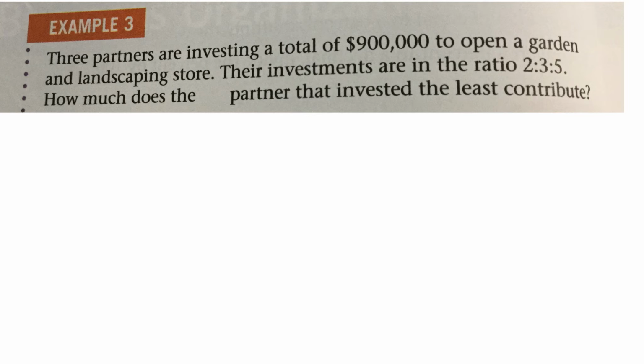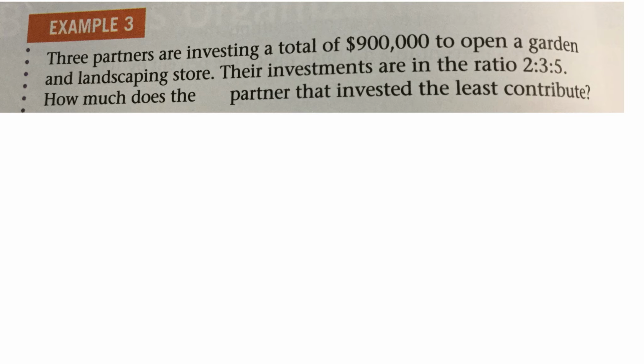Okay, three partners are investing a total of $900,000 to open a garden and landscaping store. Their investments are in the ratio of 2 to 3 to 5. How much does the partner that invested the least contribute? So we see 2 to 3 to 5 divides that into 10 pieces.